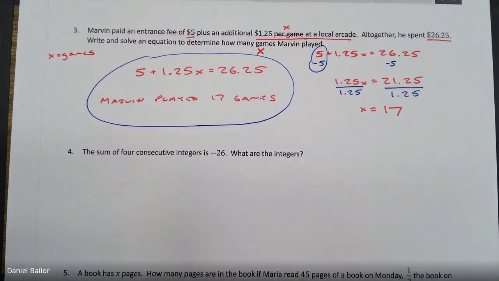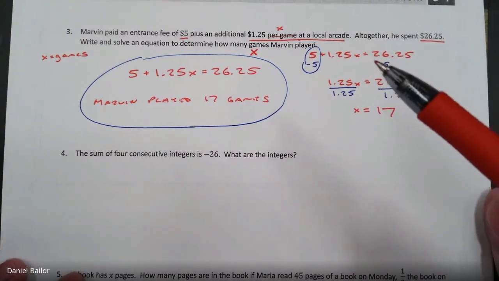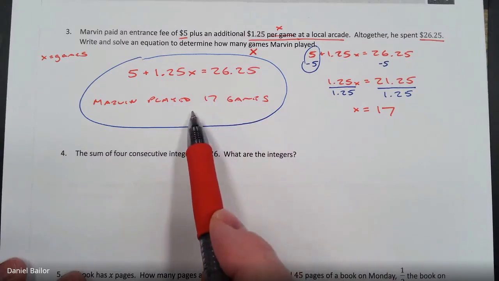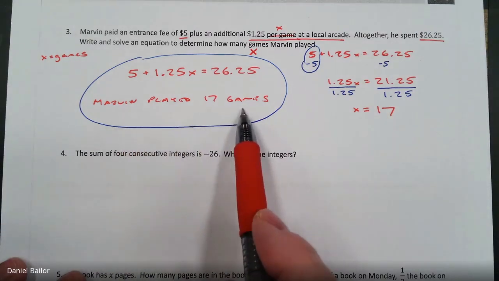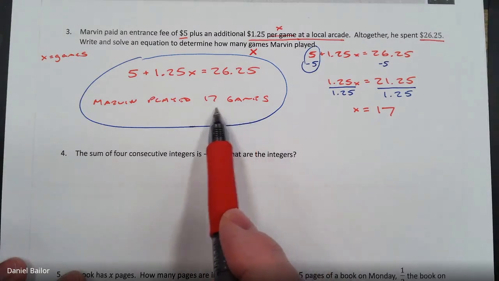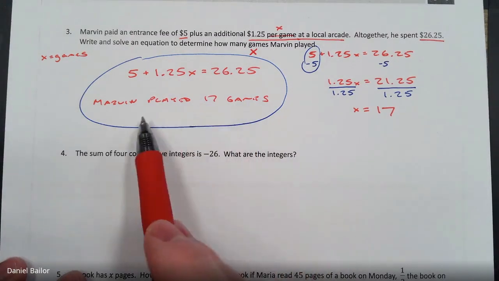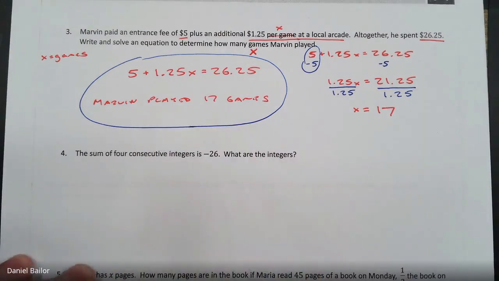Remember, it asks you to write the equation and solve the equation. So this is what I need to see for your work. I need to see the equation. I need to see your solution. And because this is application of linear equations, I need to see what your solution means in the context of the question. Don't just tell me 17. Tell me what 17 means in this question. So in this question, 17 means how many games he played. That's why I wrote that out.